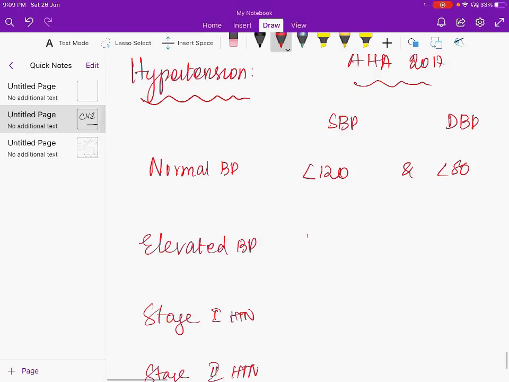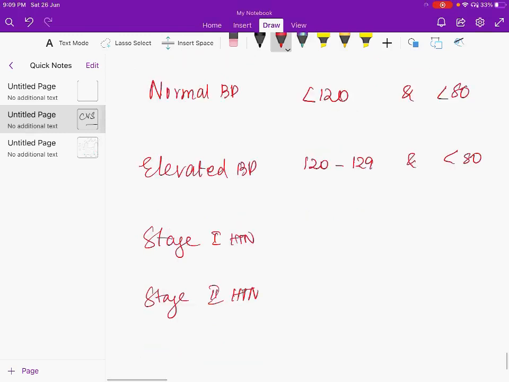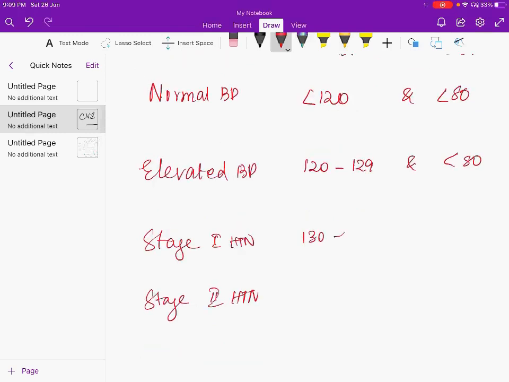If your systolic BP is raised, around 120 to 129, and your diastolic BP is still remaining below 80, we will call it elevated BP. If your systolic BP is around 130 to 139, or the diastolic BP is around 80 to 89, you will call it stage 1 hypertension. If your systolic BP is greater than or equal to 140, or the diastolic BP is greater than or equal to 90, it is called stage 2 hypertension.